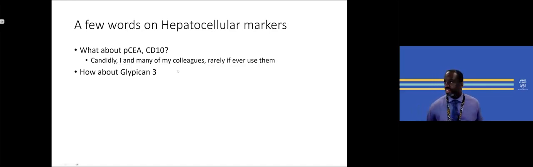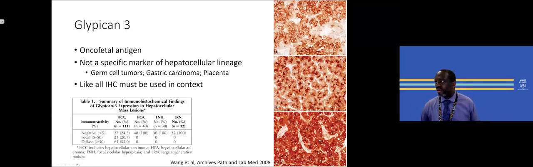How about Glypican-3? We've touched on this quite a bit, so I'm including some more information on it. Glypican-3 is an oncofetal antigen. It's not a specific marker of hepatocellular lineage, so it can be expressed in germ cell tumors, rarely in gastric carcinoma, and some other types of tumors. But like all immunohistochemical stains, it needs to be used in context. If you find it to be diffuse, that's strong evidence for HCC, again, in the appropriate context.